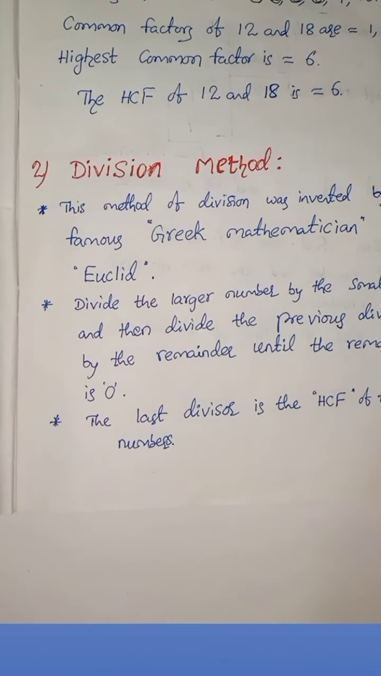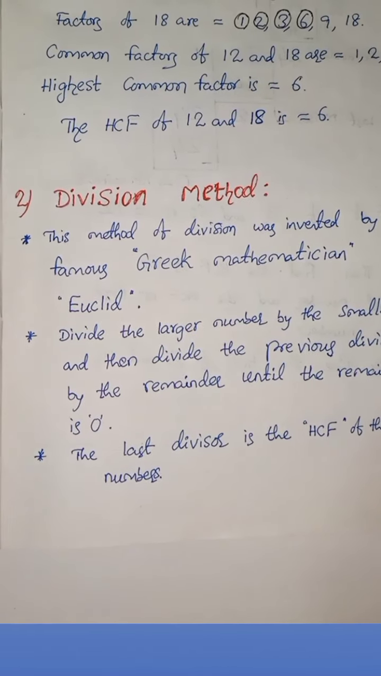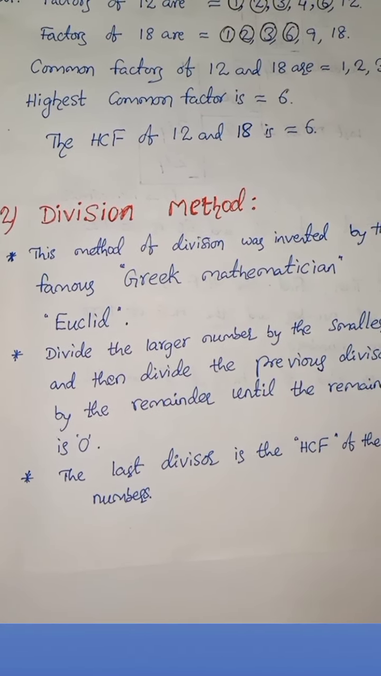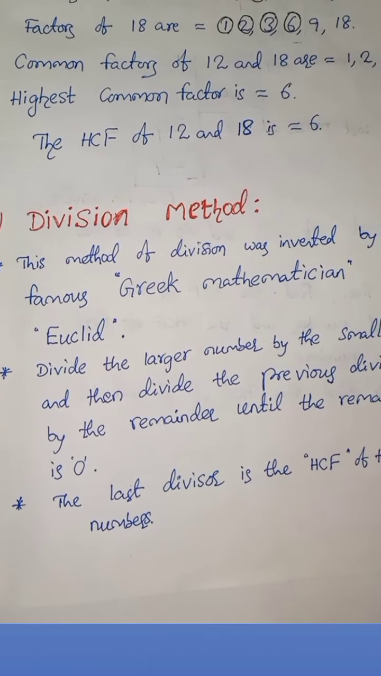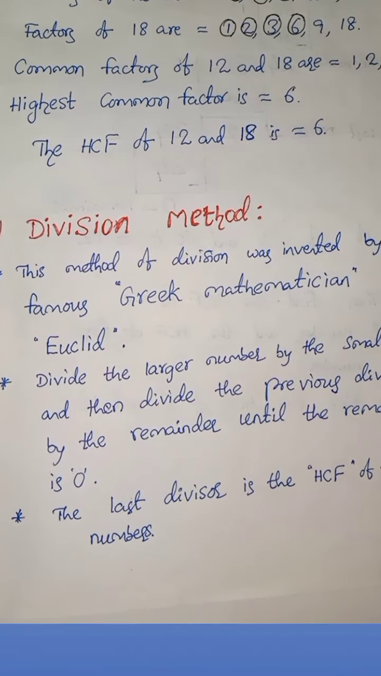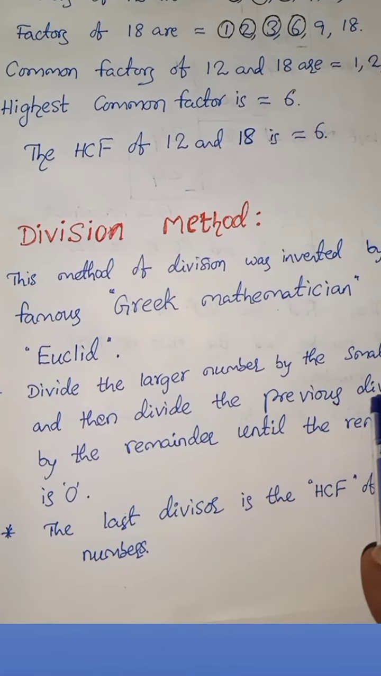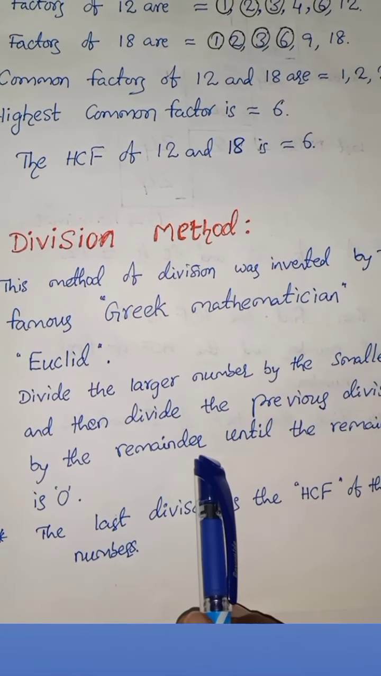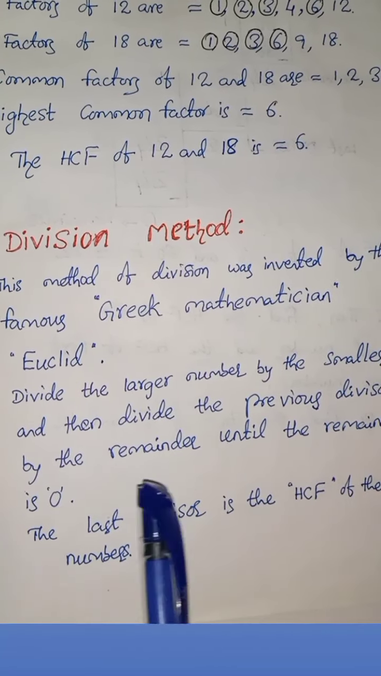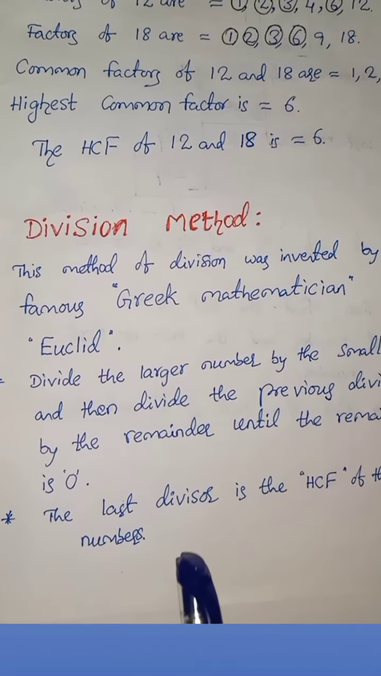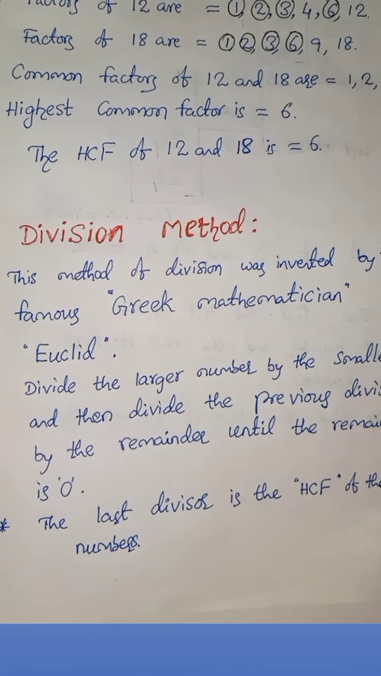Second one, division method. This method of division was invented by the famous Greek mathematician Euclid. Divide the larger number by the smaller, and then divide the previous divisor by the remainder until the remainder is 0. The last divisor is the HCF of the numbers.